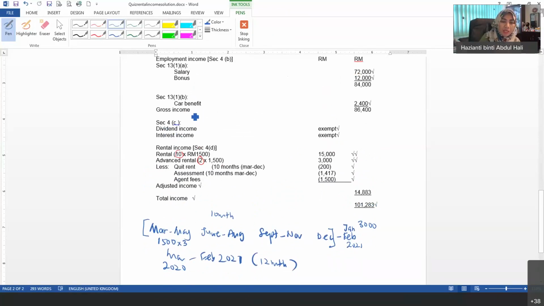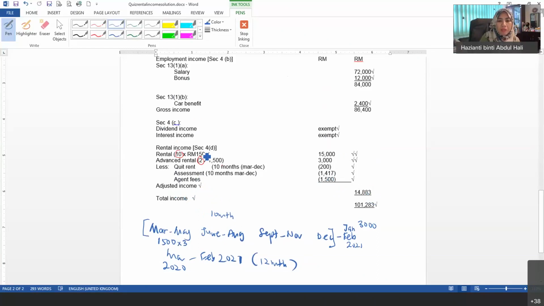macam sini kan gross income. So untuk rental kita ada adjusted income dengan total income untuk everything lah. So marks pergi dekat perkataan adjusted income ni, not dekat figure sini. So if you get it wrong dekat sini memang tak ada markah. So markah saya dekat sini.